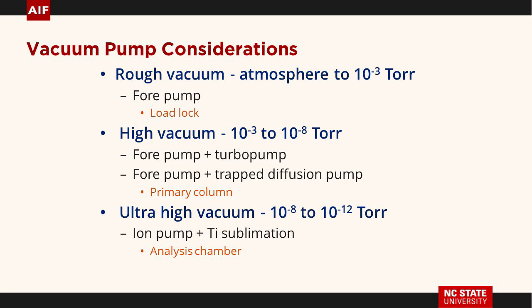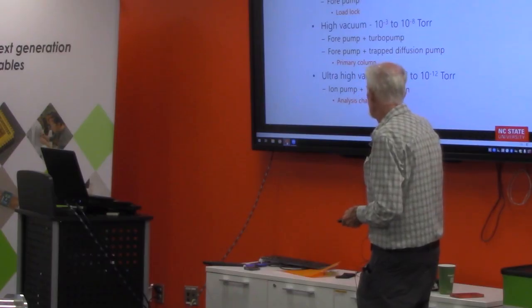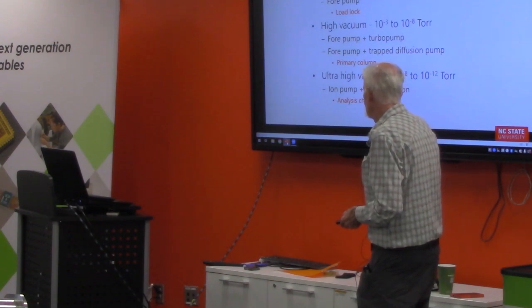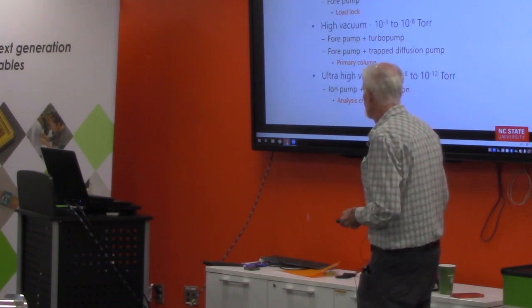So rough vacuum, a forepump. High vacuum, forepump plus turbo pump, typically. Probably not going to use a diffusion pump. And then ion pump and titanium sublimator.